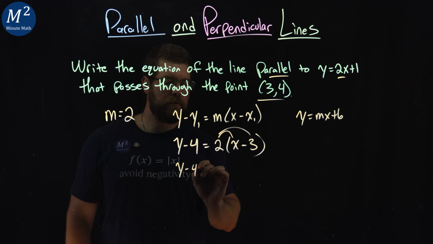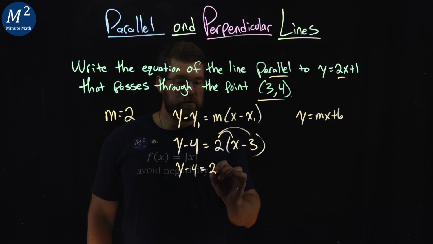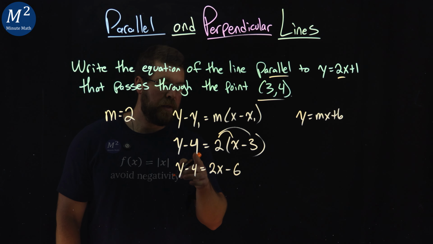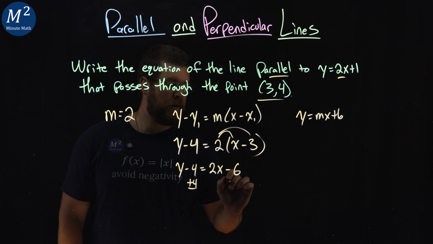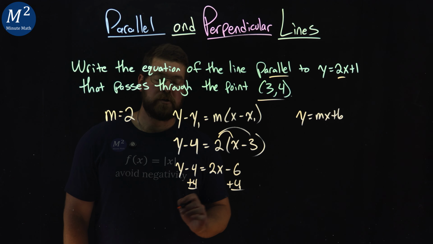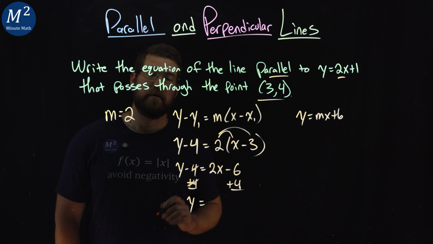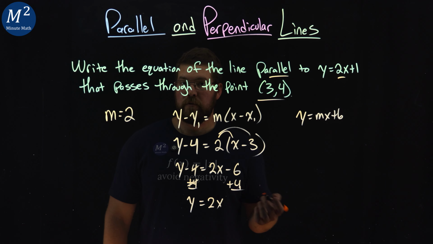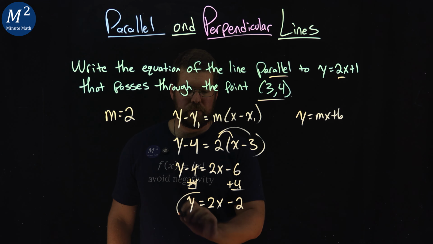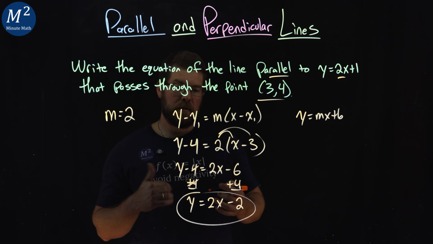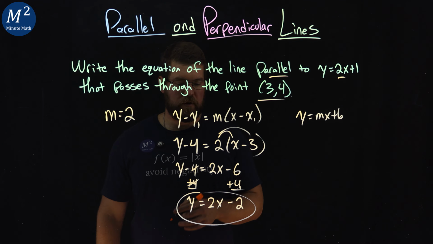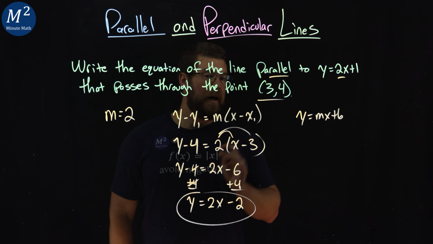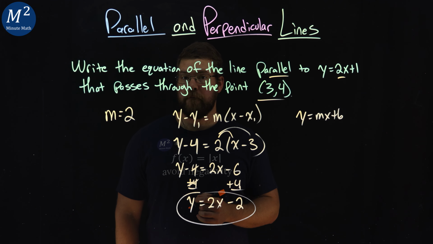To do that, I'm going to distribute the 2 first across here. So we have y minus 4 equals 2 times x, which is 2x, minus 2 times 3, which is 6. From there, we have to add 4 to both sides to get y by itself. Now we're combining like terms, so we have y equals, the 4's cancel, 2x comes down, and then minus 6 plus 4 is minus 2. So two ways we can write the line, but our final form in slope-intercept form is y equals 2x minus 2. Notice same slope, 2, and it will go through that point (3, 4).